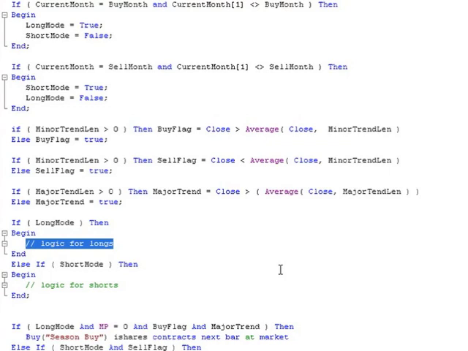So, I guess that's it. It's a rather simple study. Got some rather simple code here, but it does seem to be a powerful filter that could be utilized in your own trading. So I hope you found this useful.